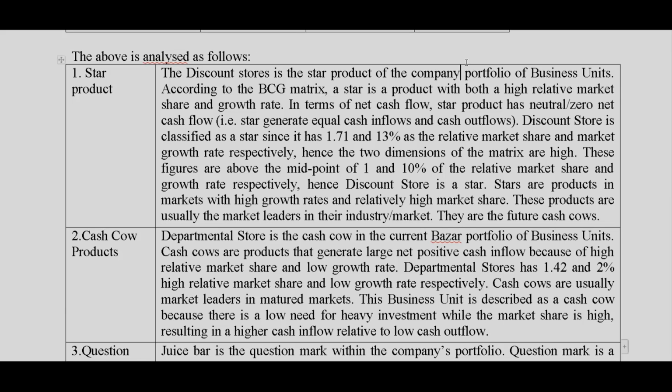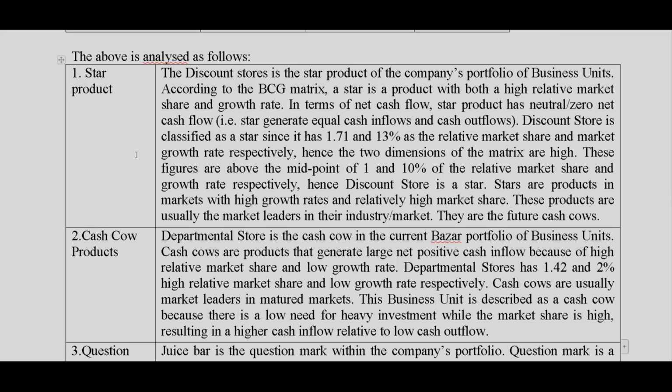Company's product portfolio of business units. According to the BCG, a star is a product with both a high relative market share and a high growth rate. In terms of the net cash flow, a star product has neutral or zero net cash flow, okay? Because stars generate equal cash inflows and cash outflows. That is why, though they are performing well, we don't consider them cash cows, because competitors are sort of taking most of your cash flows. You need to keep investing because competitors are coming in, creating barriers of entry and the rest.